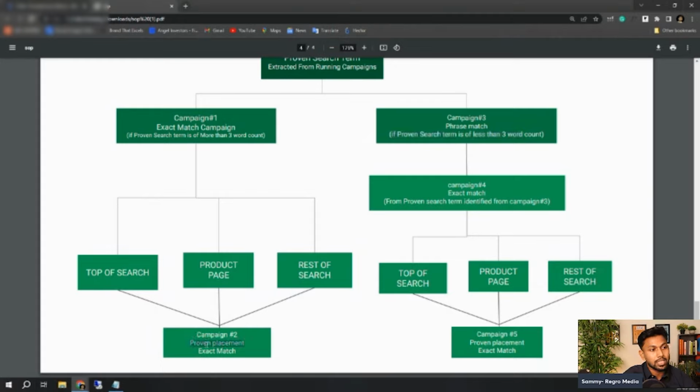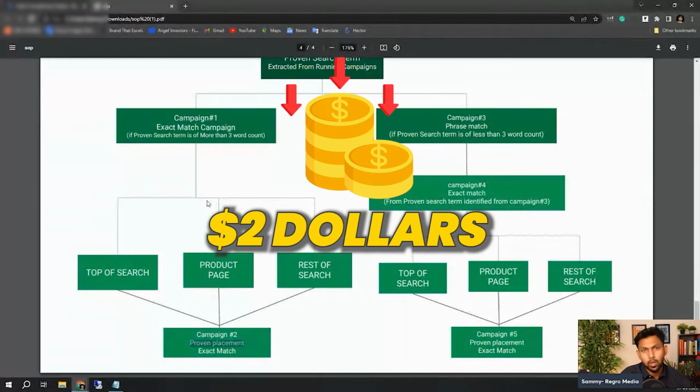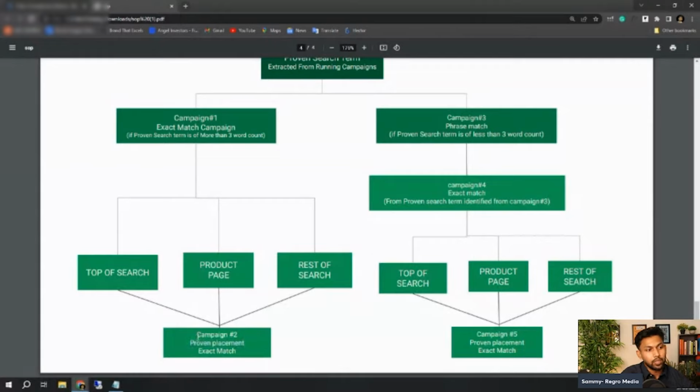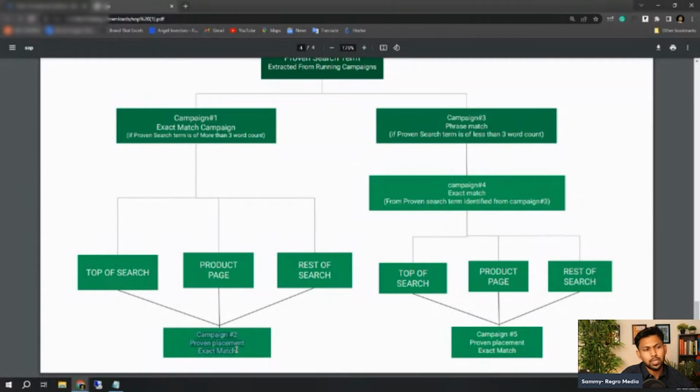So we are going to create a second campaign with the placement that is proven in that campaign. That means if top of the search is performing good for you, you create a separate campaign only with top of the search placement optimized. Let's assume in this campaign, for that search term, your bid or cost per click is coming as $2, right? And here you can put the bid as, let's assume, 2 cents and increase it by 900% to match the CPC of the last campaign, right?